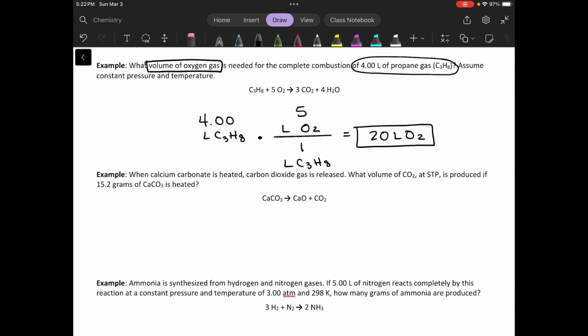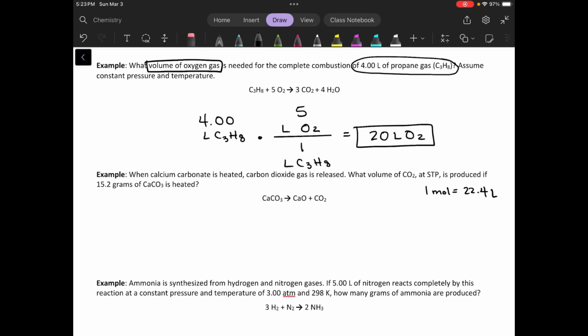Okay, our next one says when calcium carbonate is heated, carbon dioxide is released. What volume of CO2 at standard temperature and pressure, if 15.2 grams of calcium carbonate is heated? Okay, so they told us standard temperature and pressure, so we know at some point we can use the 1 mole equals 22.4 liters conversion that we learned in the Avogadro's principle video.